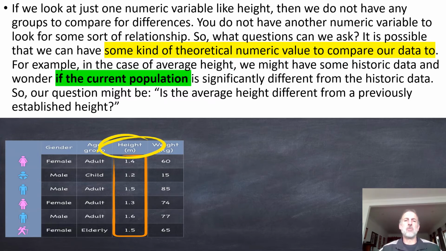It is possible that we can have some kind of theoretical numeric value to compare our data to. For example, in the case of average height, we might have some historic data and wonder if the current population is significantly different from the historic data. So our question might be something like this: is the average height different from a previously established height?